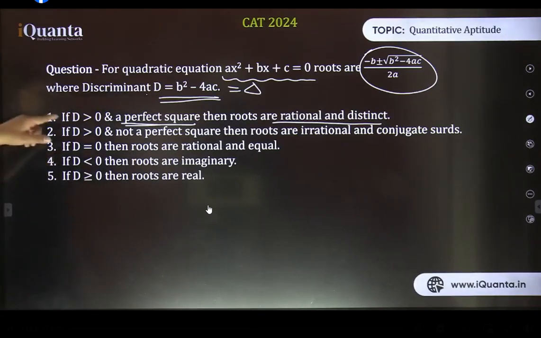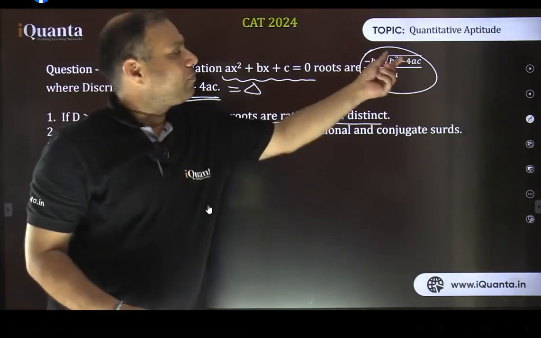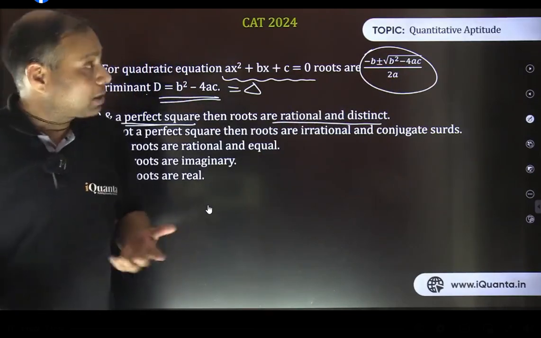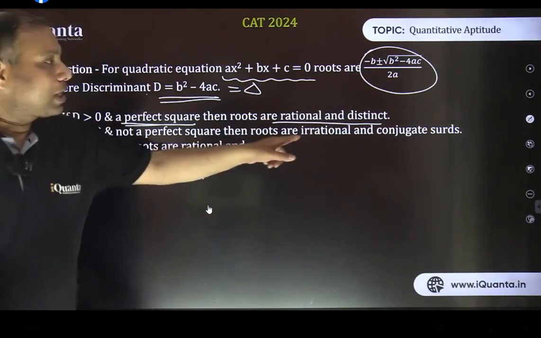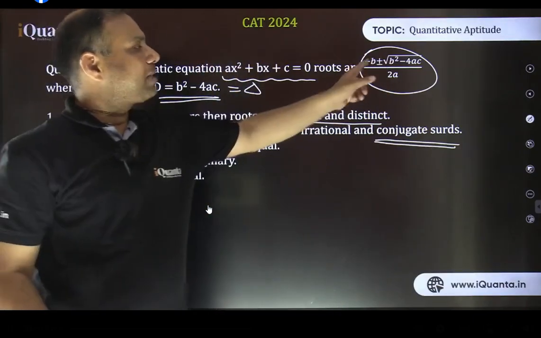Next, if D is greater than 0 but not a perfect square, in that case what is going to happen? In that case this term will be in roots only. It will be an irrational term. So roots will be irrational and conjugate surds. So what is the meaning of this conjugate surds? That this root term will be positive in one root and negative in the other.